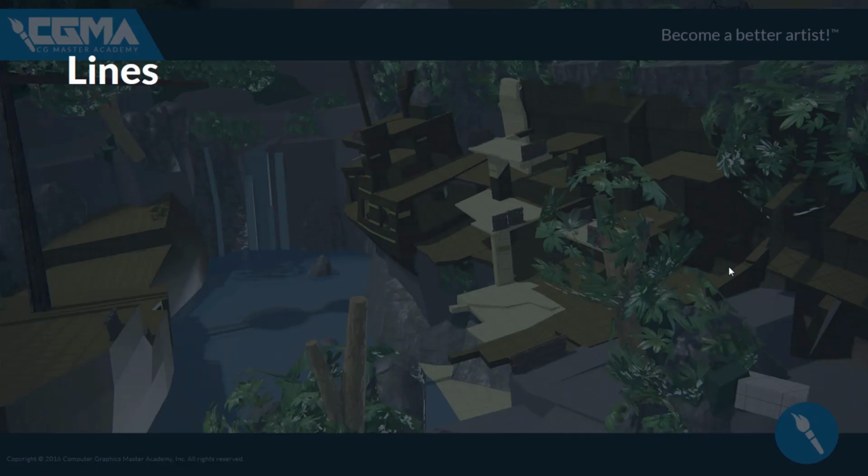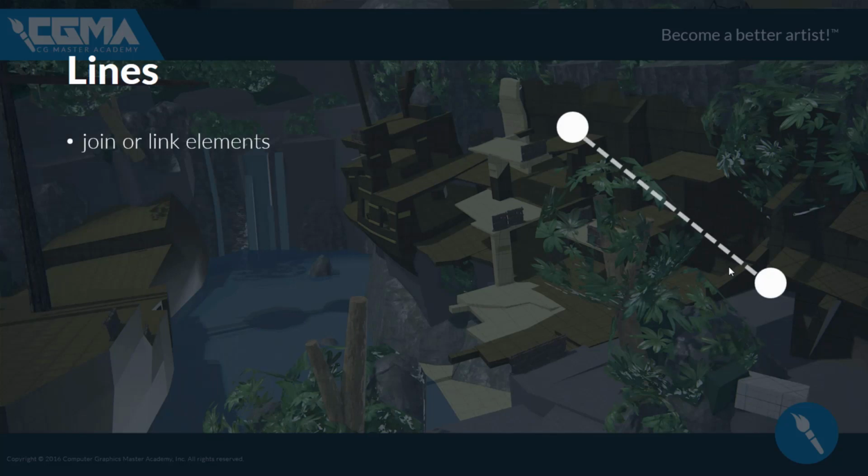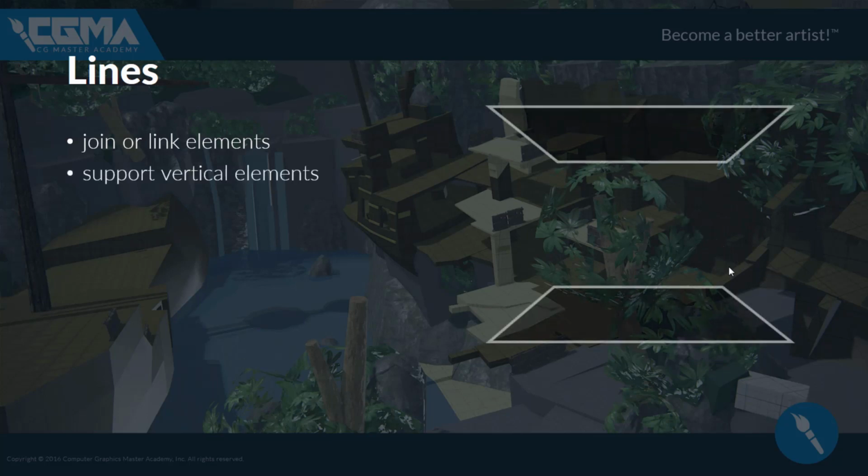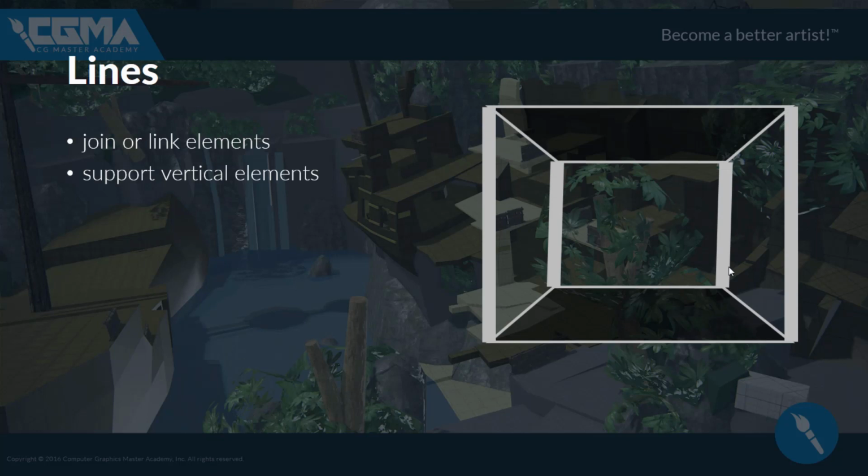So in layout, we create lines to join or link elements. If we want to create a relationship between two elements, we can draw a line between them. We can define a line between them that shows that relationship in space. Lines often are used to support vertical elements as a framework, like columns holding up the ceiling.